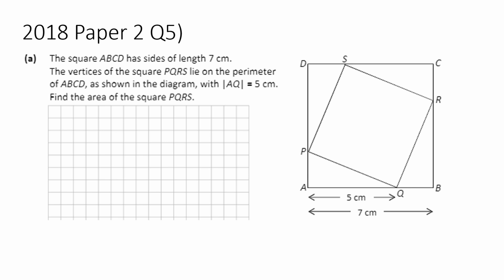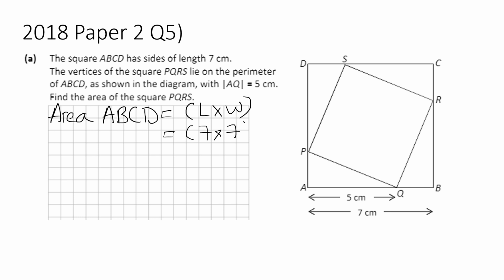If you're looking to find the area of PQRS, the first thing you need to do is find the area of ABCD, which is your large square. The large square is length times width, so that is 7 times 7. So that's 49.